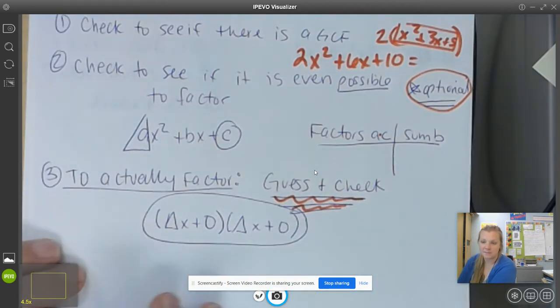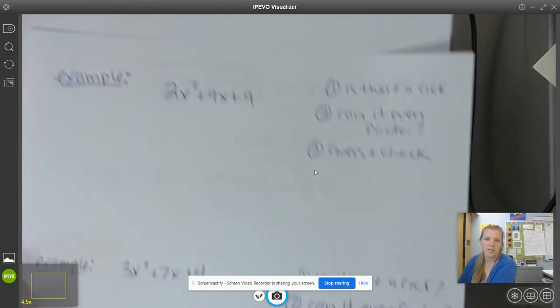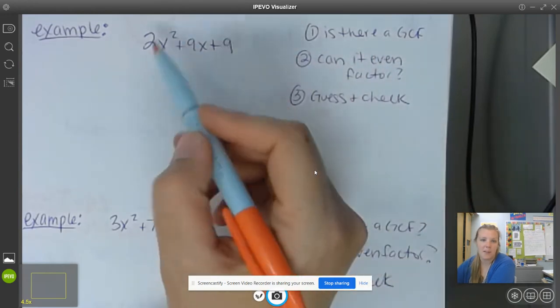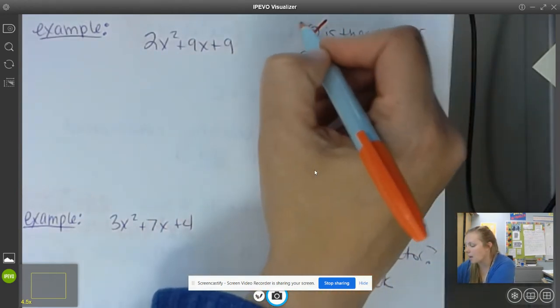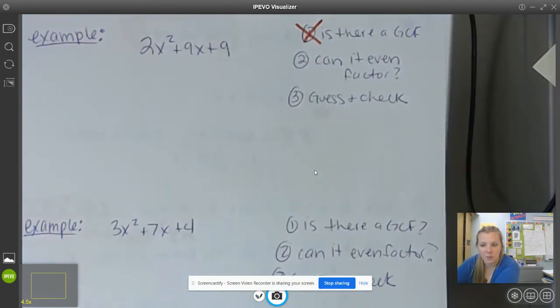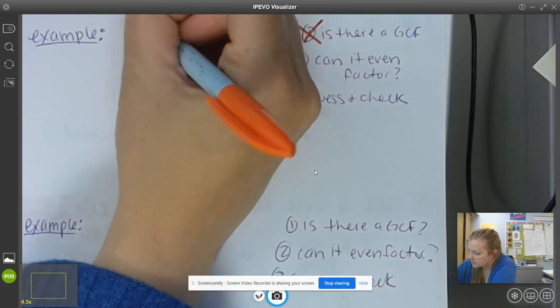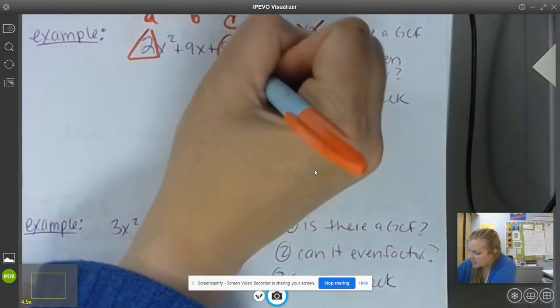But let's do some. So press pause if you need more time, but I have 2 examples for us to try. First, we're going to see if there's a greatest common factor. If I look at 2 and 9, they have no numbers in common. So this is unavoidable. I do have to factor this. The second step is to see if it's even possible. So my 2 is A, 9 is B, and then this 9 is C.